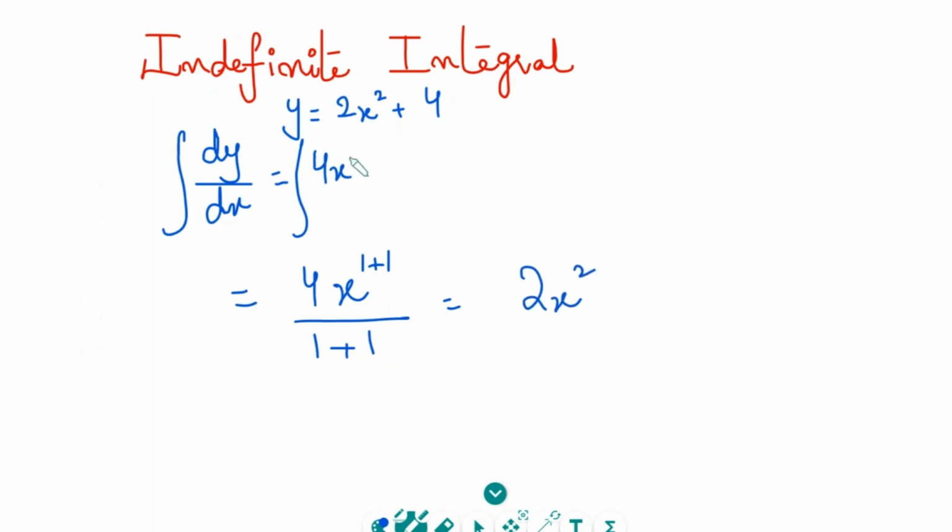So when I integrated this, I did get 2x squared, but I did not get the plus 4. That is because constants, when you differentiate, become 0. Therefore, we don't know what the value of the constant is. So whenever you integrate an indefinite integral, you will always add a plus c, which denotes that there is a constant value there. Now, with indefinite integrals, you can also have polynomials.